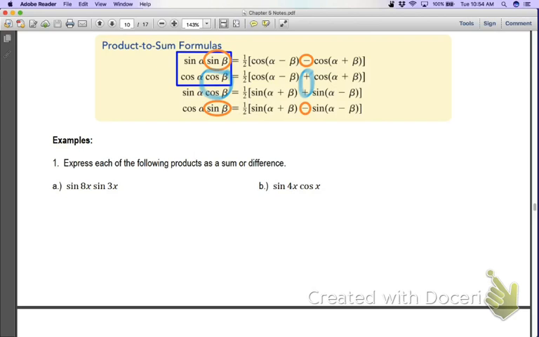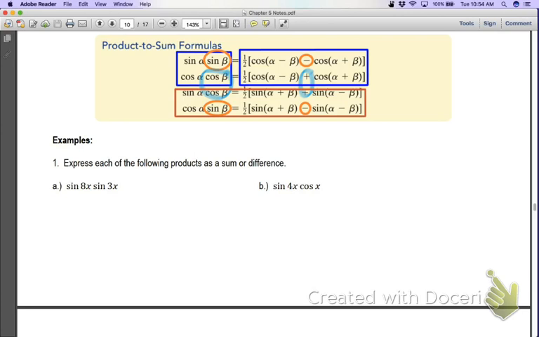Then whenever we have values that are the same, so sine and sine, cosine and cosine, it's going to be cosines across the board. Whereas if they are different, then it's going to be sine and sine. So different is sine, same is going to be cosine.